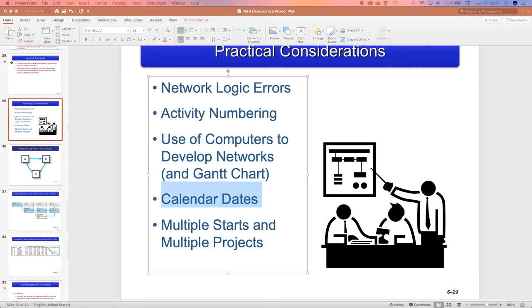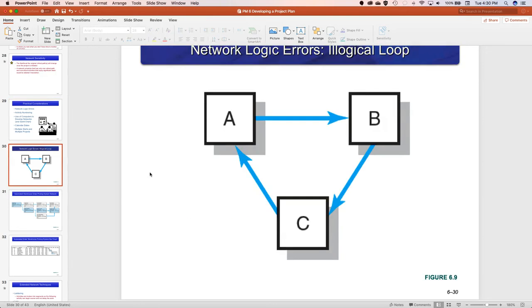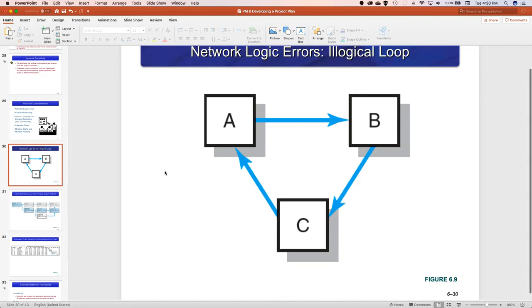All right. Now, I told you I was going to give you an example of what a network logic error is, and that's what this guy right here is. This is called an illogical loop, right? So remember when I said looping was not allowed, this is what I meant. You can't do B until you do A, but you can't do A until C is done, but you can't do C until you do B.